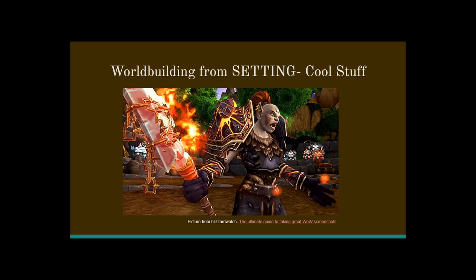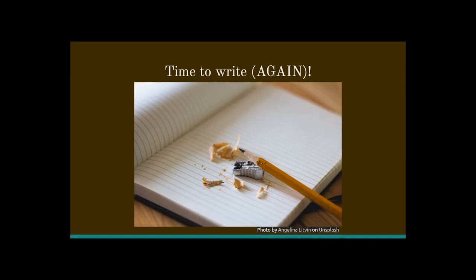Take 10 minutes. Think about one realistic detail of your world that you're interested in working out, and one cool thing that you're really interested in working in. Jot down some notes about it, and we can read them if you want. Go for it. You're very brave.